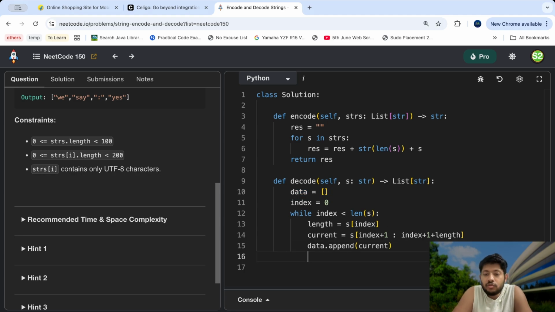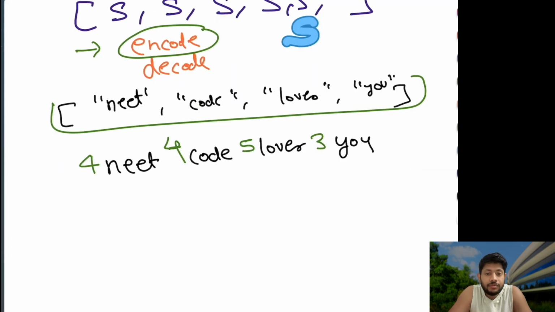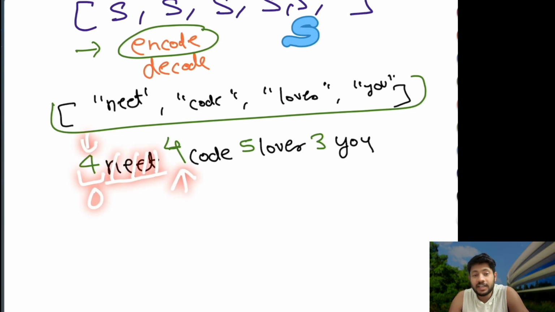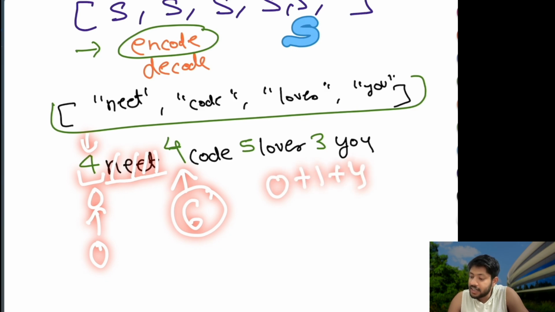Now I can say let's move on to the next index, but this will not be equal to index plus 1. It will actually be equal to plus length as well, because of the part of the string which we have already covered. If this is my current index, this is 0. 4 means that skip the next 4 characters, 1, 2, 3, 4. This will be your next index. This is at index number 6. So you should point to the next index, which is at index number 6. Right now the index is 0. So 0 plus 1 plus 4, that's the length. It is equal to 5.